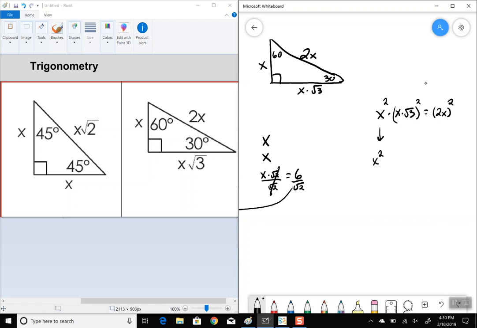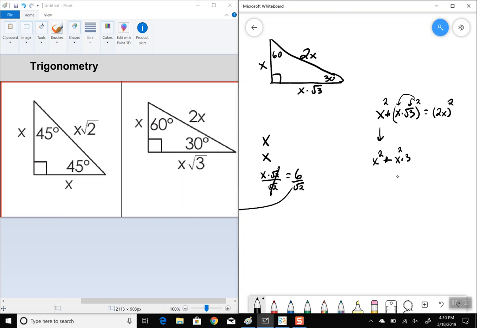This whole thing squared would be x squared, and then the square root of 3 squared is going to be that. This side squared plus that side squared equals that thing squared. So the first one is x squared. This is going to be x squared times 3. Again, squaring gets rid of the square root, and then you square both things.